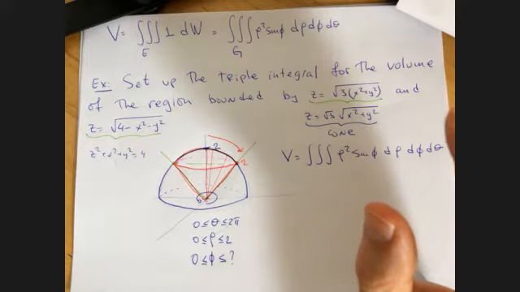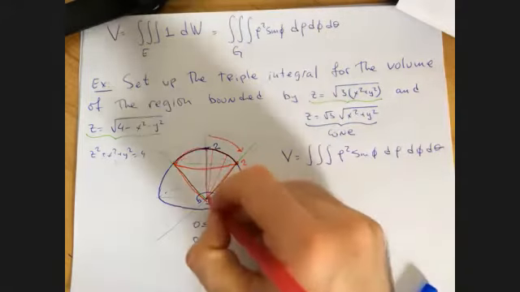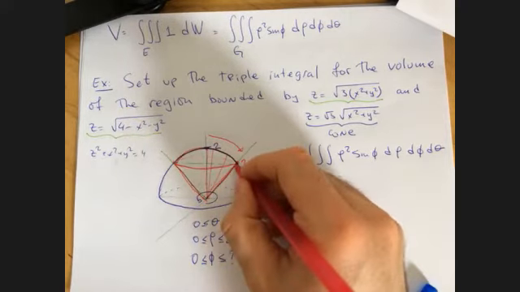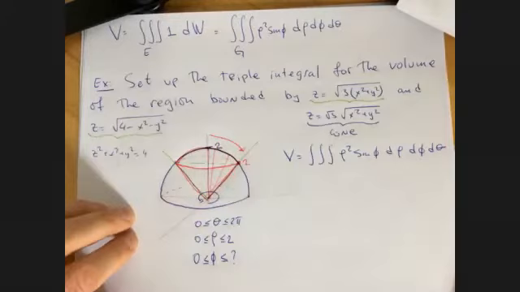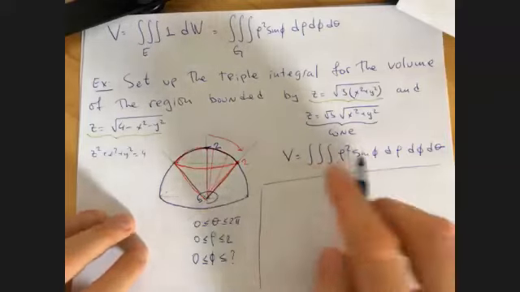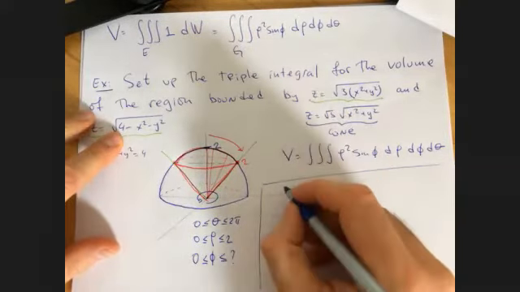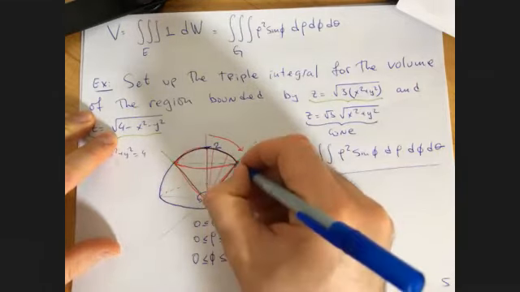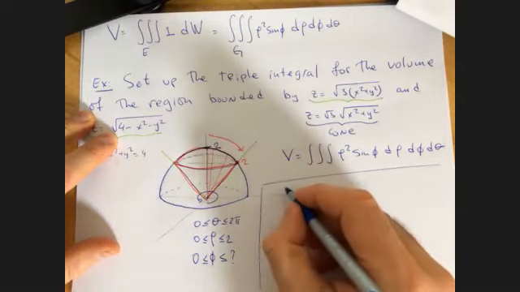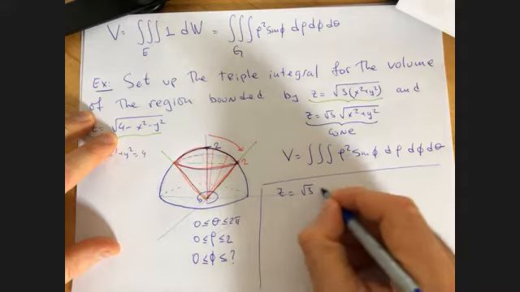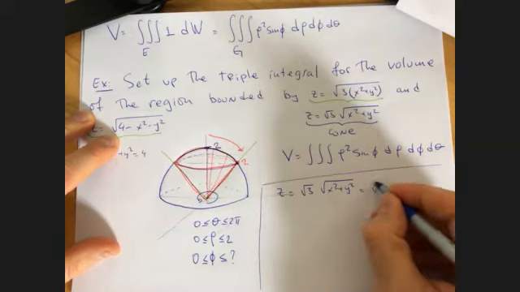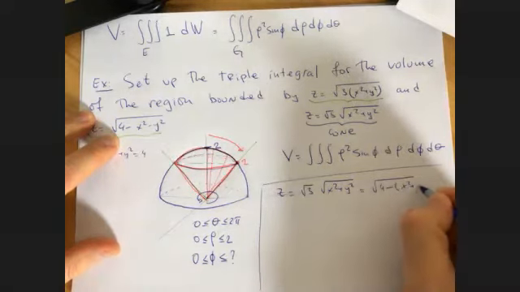One way to do it is to look at the cone here, because this is where the cone meets the sphere. So one way to do this is to find the intersection between these two solids. That's because z is equal to z on this circle here, right? So z is equal to square root of 3 times square root of x squared plus y squared, which is equal to square root of 4 minus x squared plus y squared.